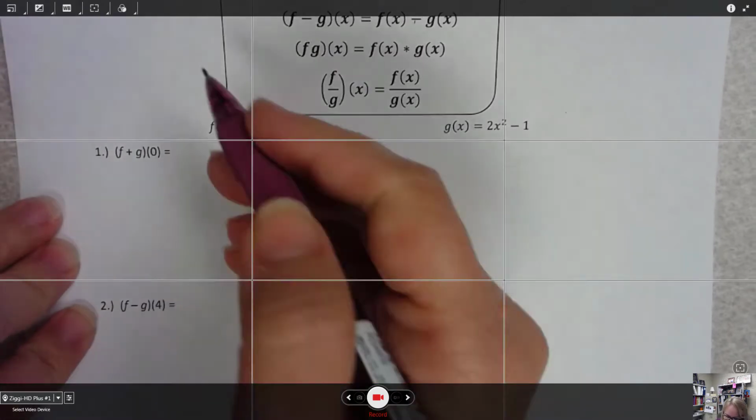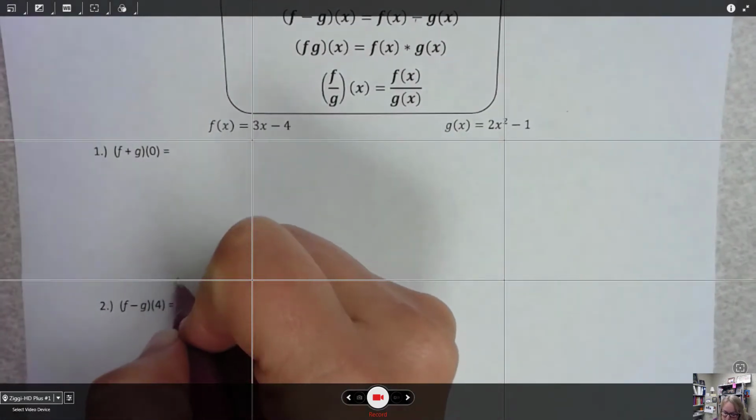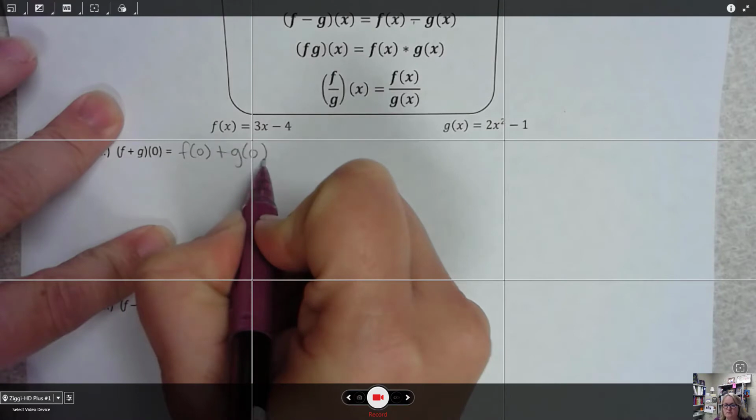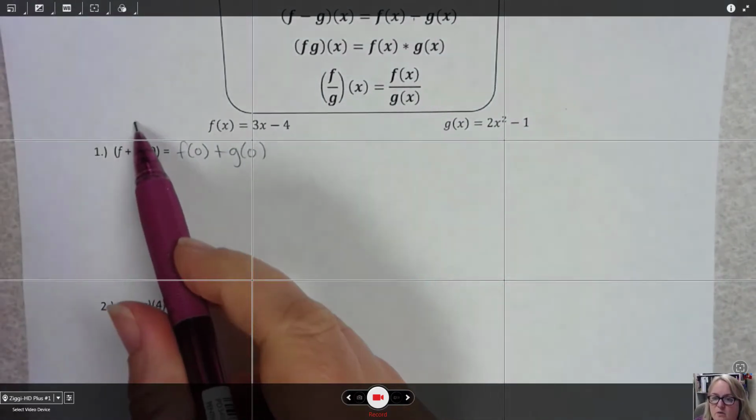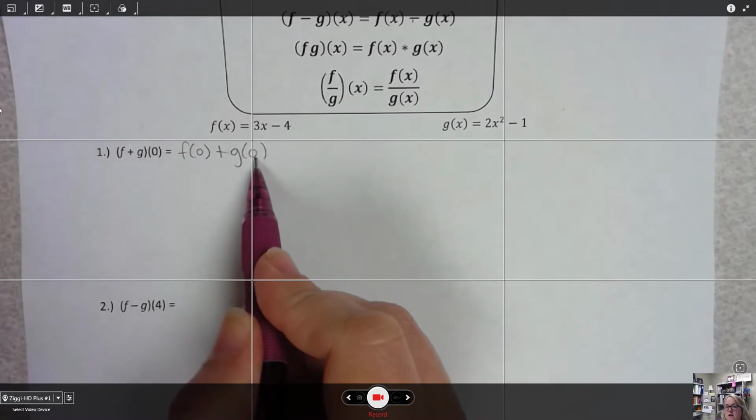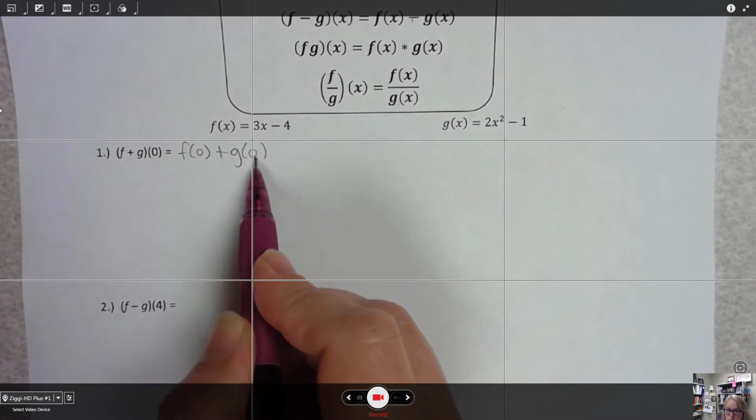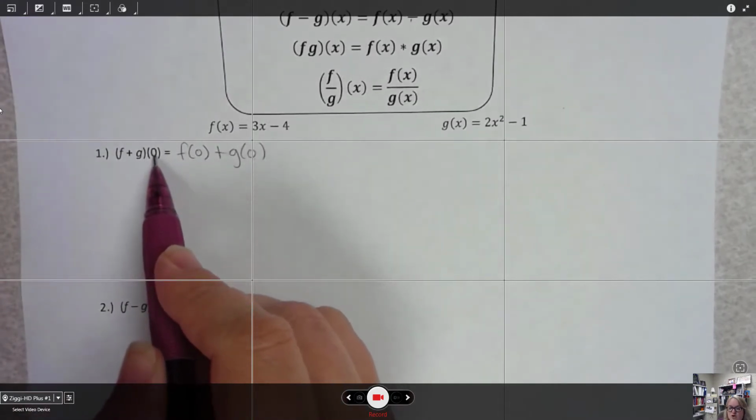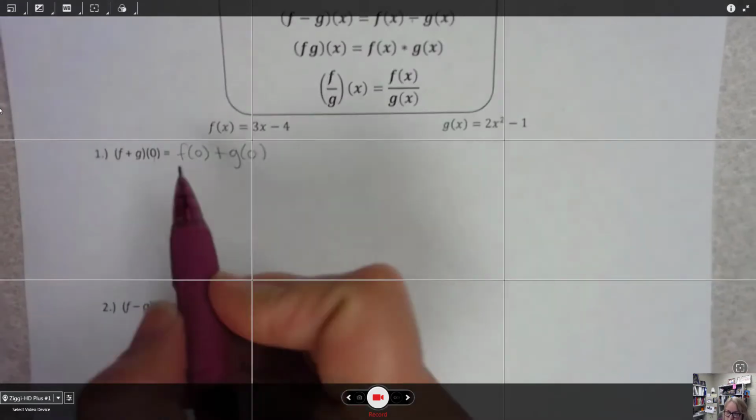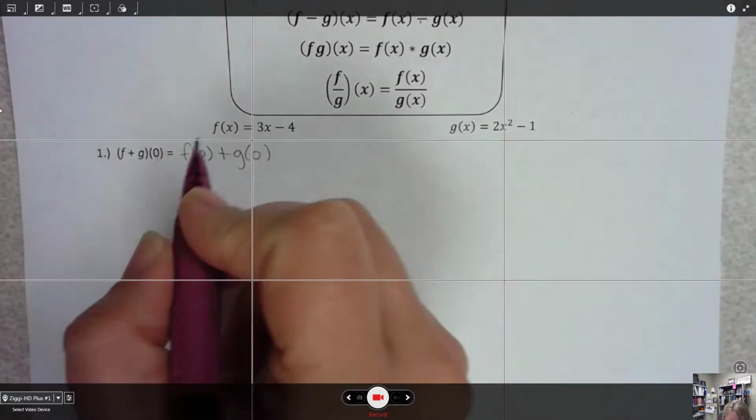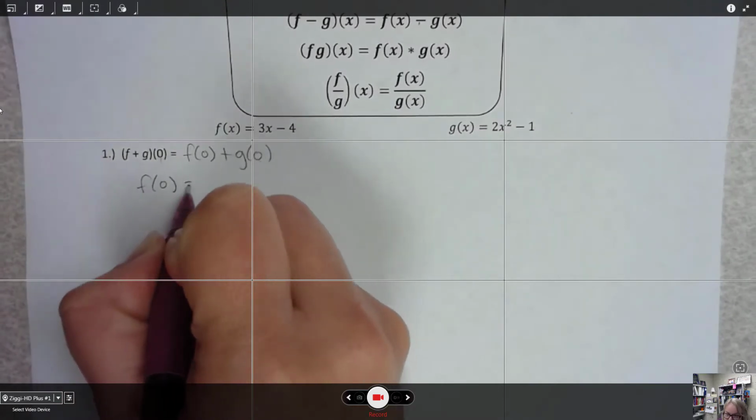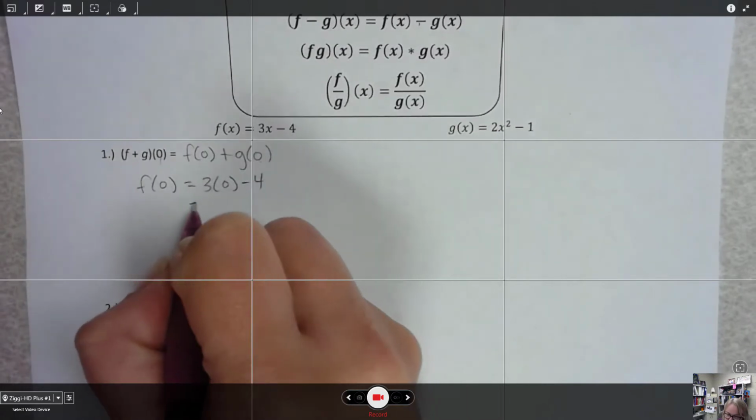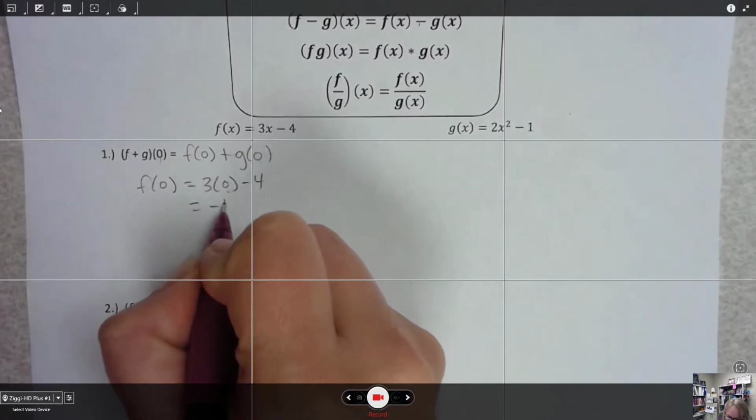So f plus g of 0, we can actually work a couple of ways. We can say f of 0 plus g of 0, and find the value of f when x is 0 and the value of g when x is 0. Or you can do f plus g and then add in 0 later. I'll show you both ways. We'll do f of 0 plus g of 0 first. Here is f, 3x minus 4, so I fill in 0, and 0 minus 4 is negative 4.